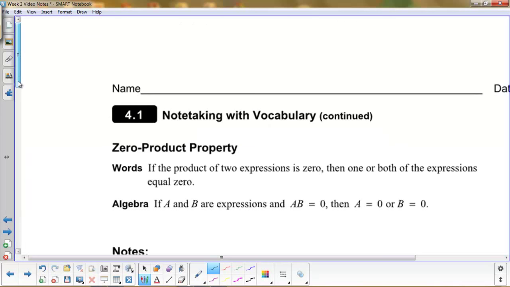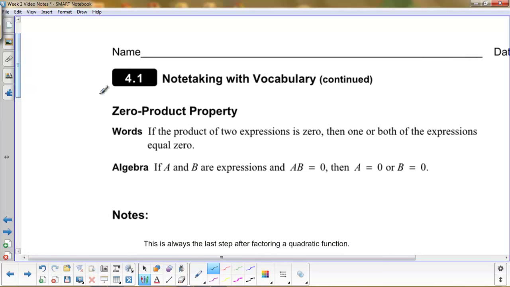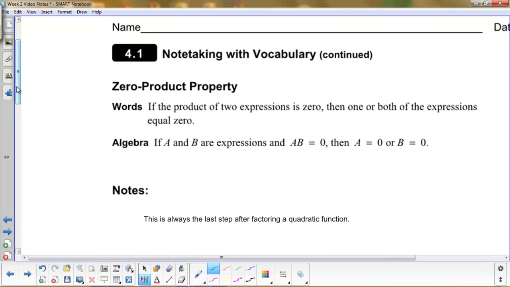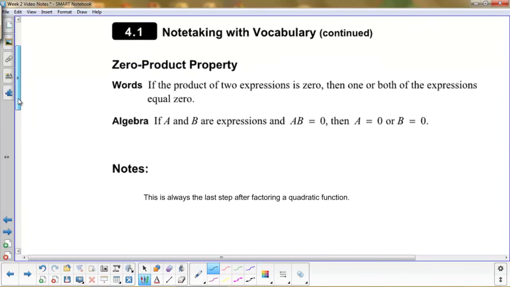All right, the property that you use once factoring is called the zero product property. And that basically states that if a and b are expressions, in this case they're going to be binomials, and they're both equal to 0 when multiplied together, then one or both of a and b can be set equal to 0. And that's what we're going to use to help us solve by factoring for the rest of this unit.